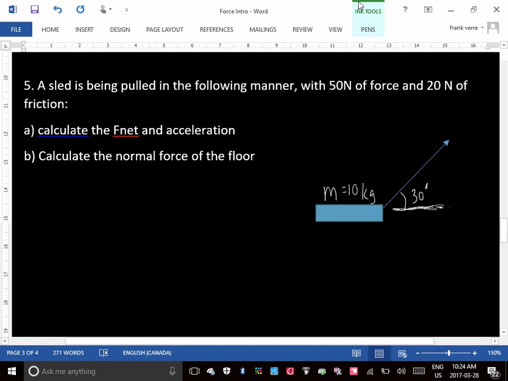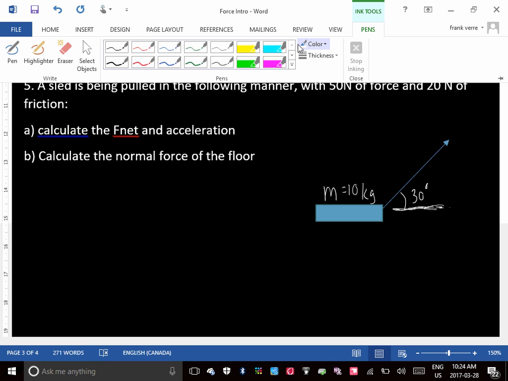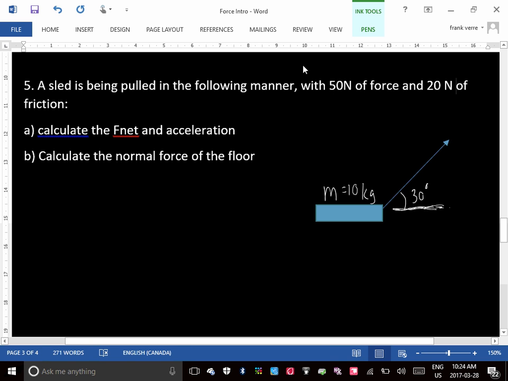So first off, we're going to consider the motion of this object. Which way do you think this object is going to move? So now think about it. You're pulling a sled. So imagine that you're pulling a sled. So it's going to go this way, correct? The sled is going to travel along the ground. So here's the ground.